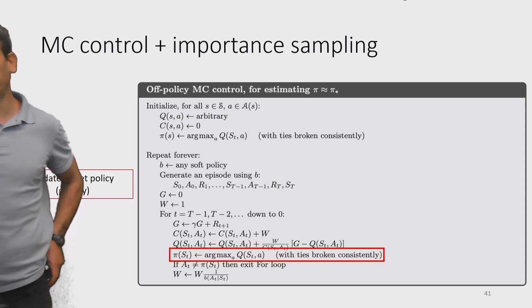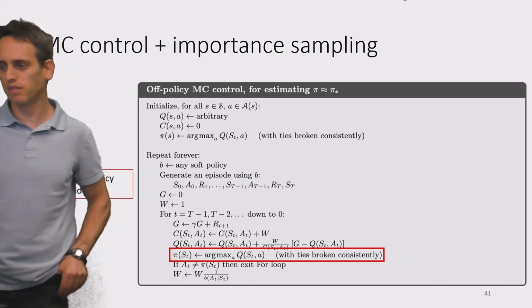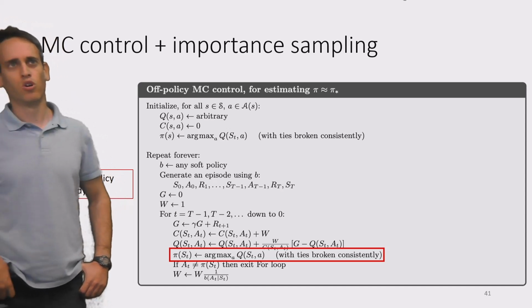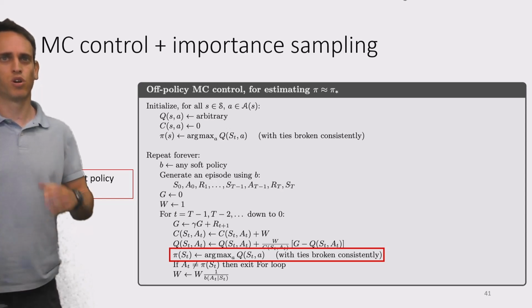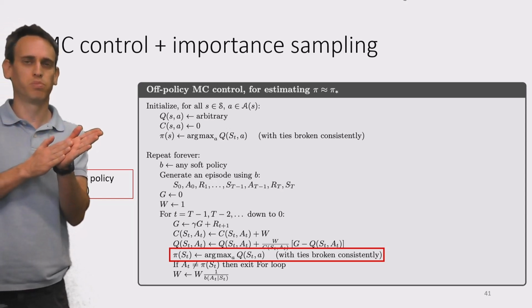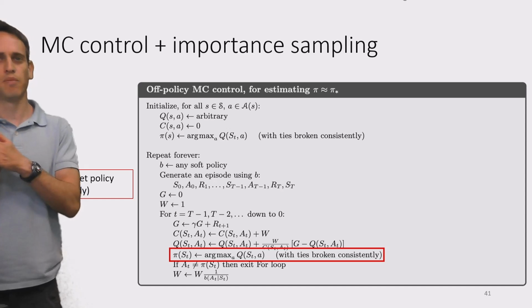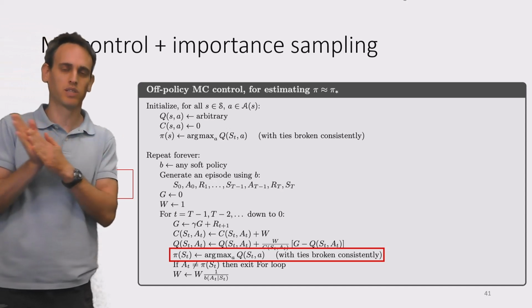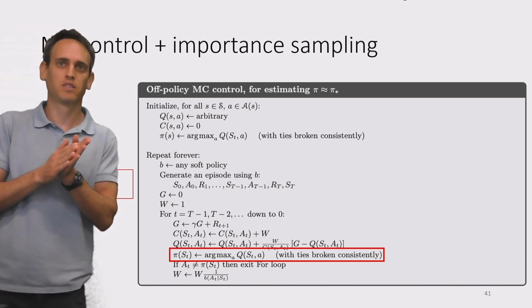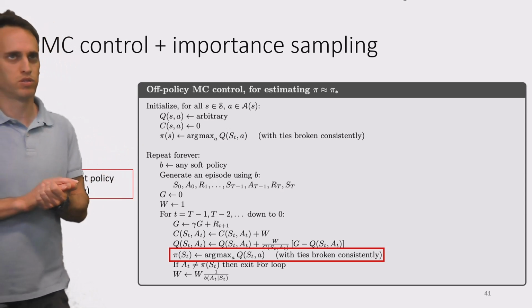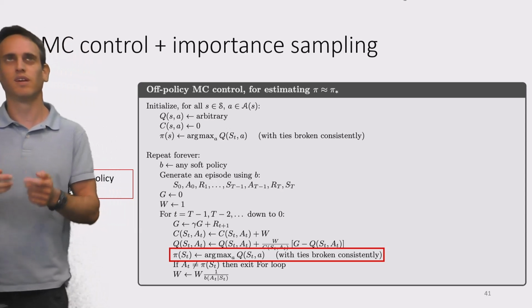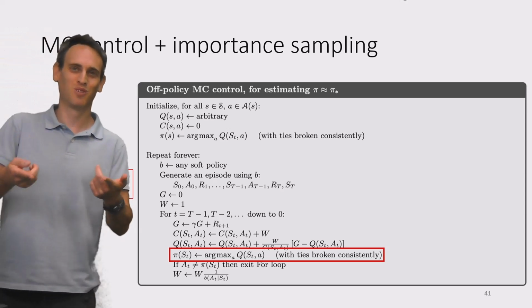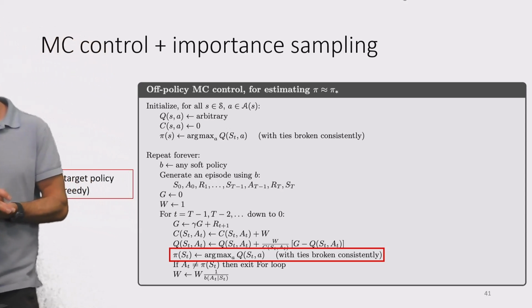Then we update our target policy. So as I said before, the control algorithm, the off-policy MC control, also tries to converge on pi star. So we always update our target policy to follow the best Q values that we know so far, or the actions that result in the best Q values, right? The argmax action.